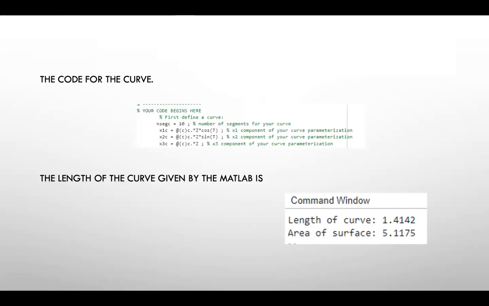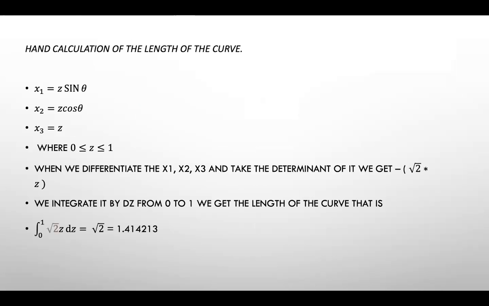So this is the code for the line curve I have drawn, and the length of the curve given by MATLAB is 1.4124. I have verified it through my hand calculation with the same parameterization as x1 is equal to z sin theta, x2 is equal to z cos theta, and x3 is equal to z.